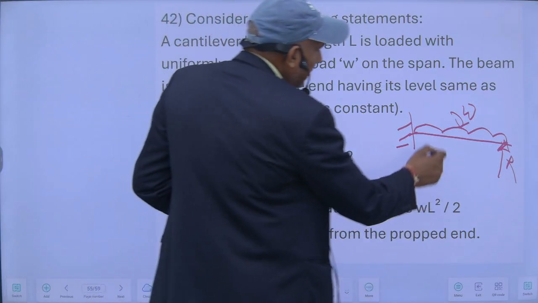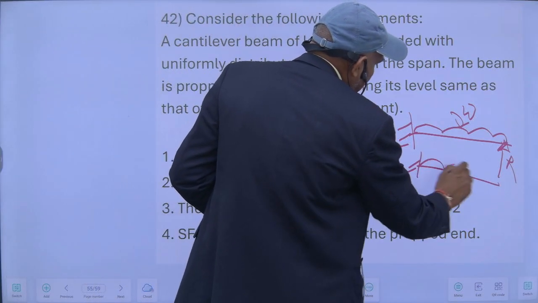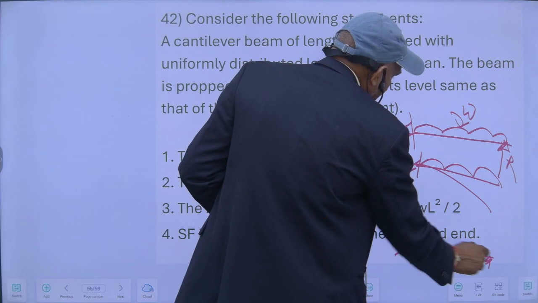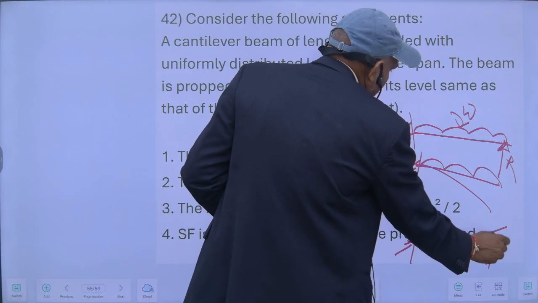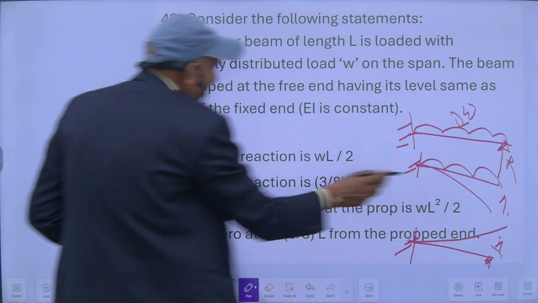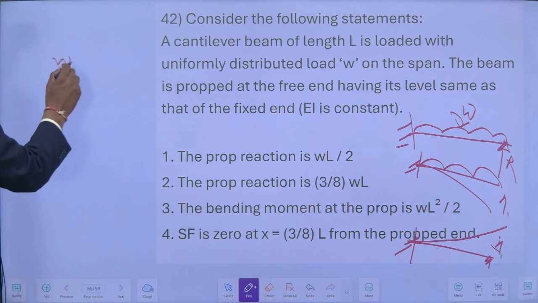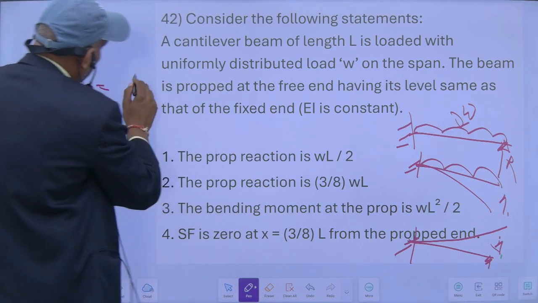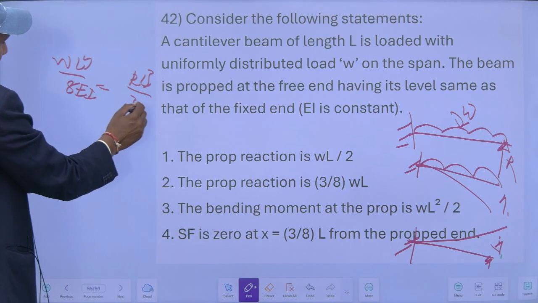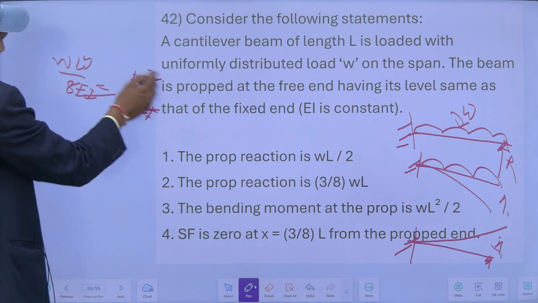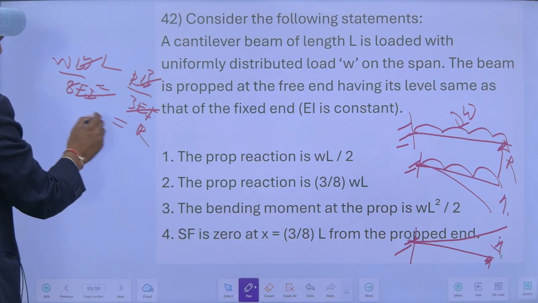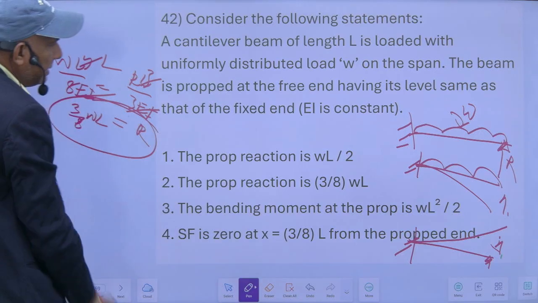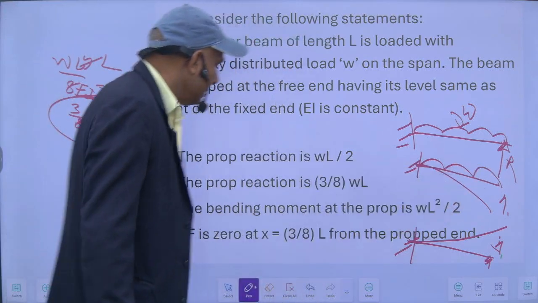So my net deflection because of this UDL is like this, and due to the prop it will be like this. So this deflection is equal to this deflection. This deflection is W L^4 upon 8EI, which is equal to, due to the prop, R L cube upon 3EI. So R will be 3 by 8 WL. So my prop reaction is equal to 3 by 8 WL.